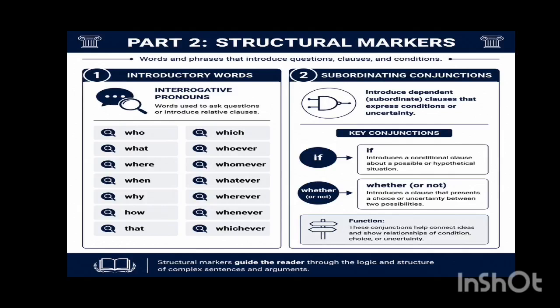I will talk about statements. And we have subordinating conjunctions, which are if, whether, and whether or not. Actually, these conjunctions help connect ideas and show relationships of condition, choice, or uncertainty.